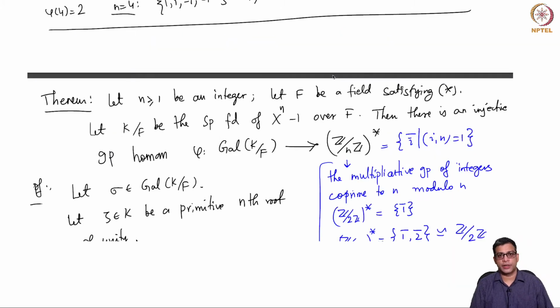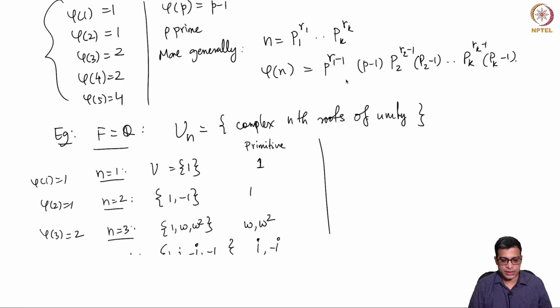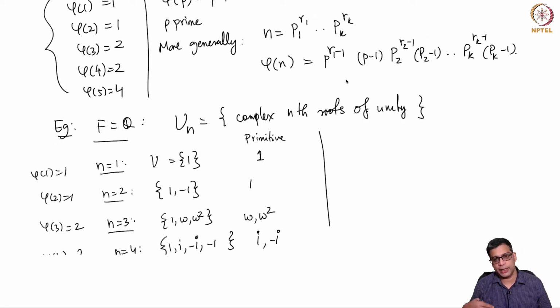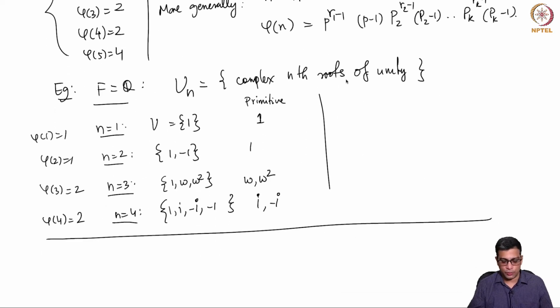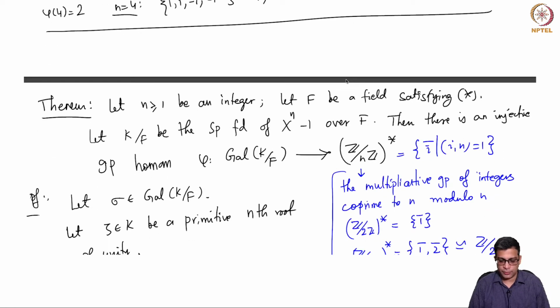Welcome back. In the last video we discussed cyclotomic extensions, which are extensions obtained by adding roots of unity or roots of 1. The main theorem we proved in the last class is the following. If you have a positive integer n and F is a field satisfying star, remember star is the condition that the characteristic of F does not divide n if the characteristic is positive, or that the characteristic is 0.